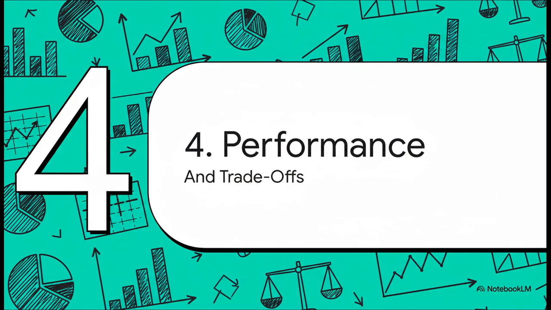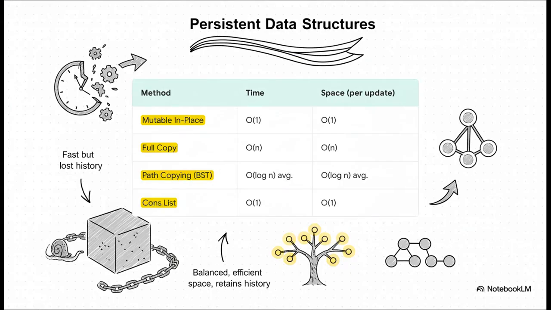Okay, this all sounds fantastic in theory, but what do the numbers actually look like? Let's get real for a second and talk about performance and, of course, the trade-offs. This table just lays it all out perfectly. Now, that O notation, that's big O, and don't let it scare you. It's just a simple way to talk about how an operation's cost grows as your data grows. So a normal, mutable update is O of 1. It's crazy fast, but you lose your history.